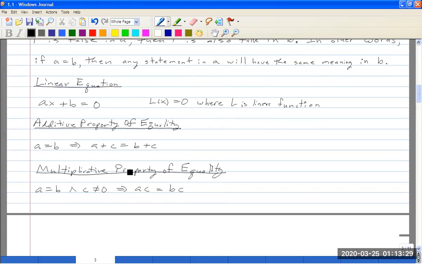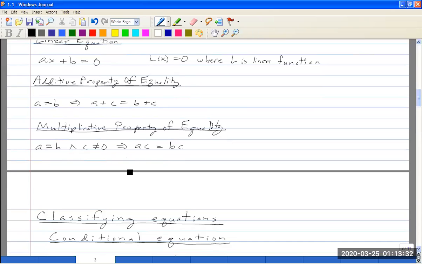Similarly, we have the multiplicative property of equality. If A is equal to B, and if C is non-zero, then A times C is equal to B times C. And similarly, A divided by C is equal to B divided by C. So if you have any statement, then you can multiply or divide by a non-zero constant, and that will not change the truth value of the statement.